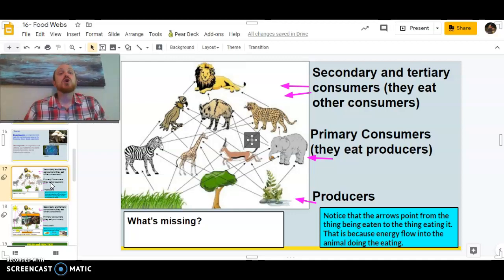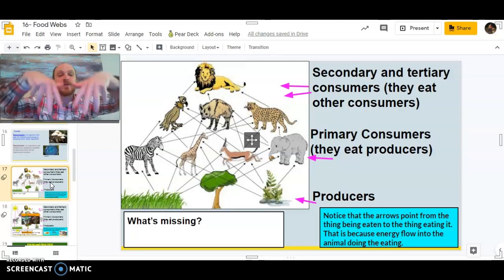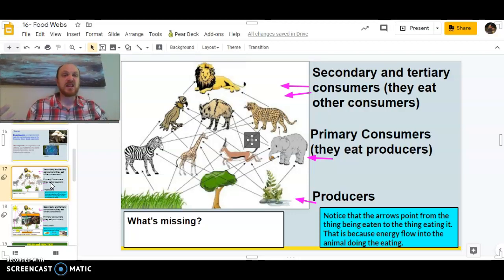Again, notice the arrows are all going up. The arrows are going from the producers, the plants, up into the things that eat them. The arrows are not going from the lion down. The lion doesn't tend to give its energy to other living things because things don't really eat lions.